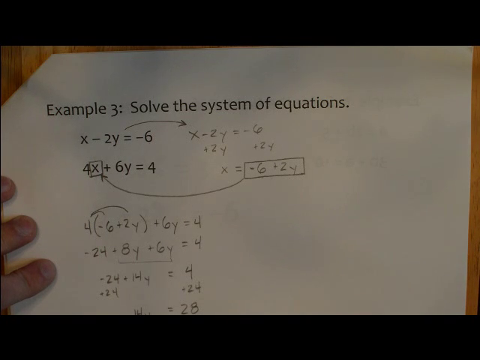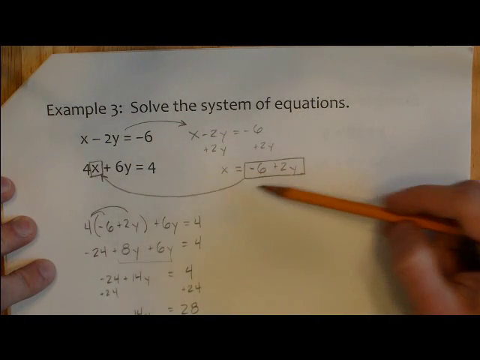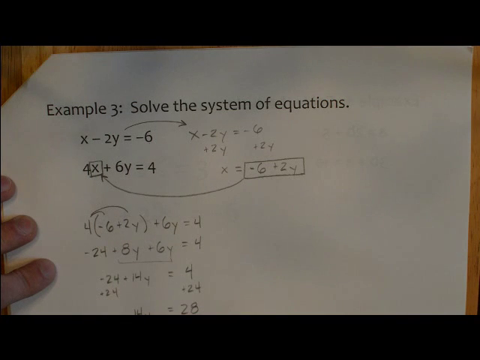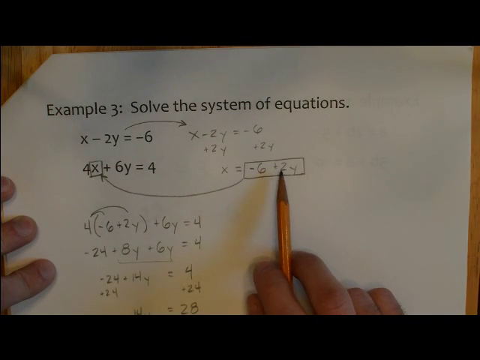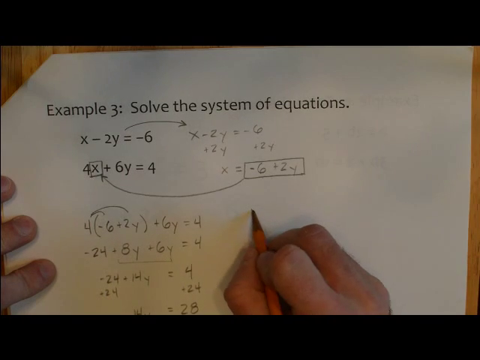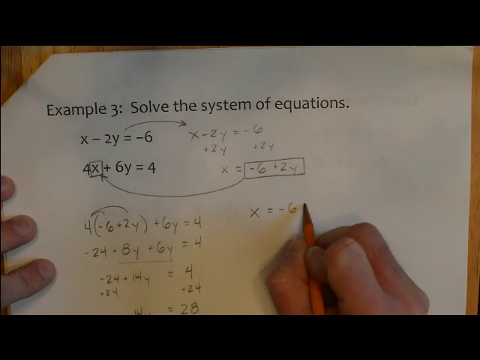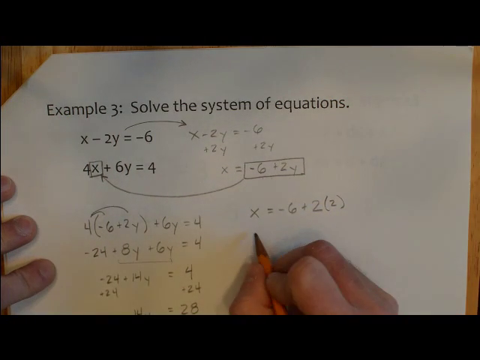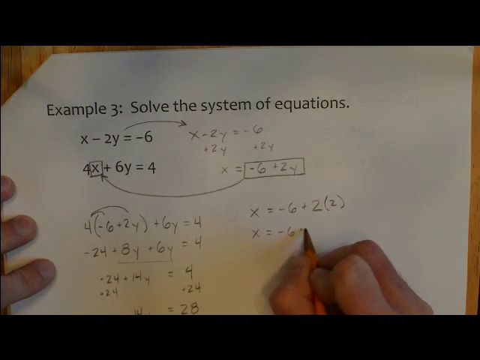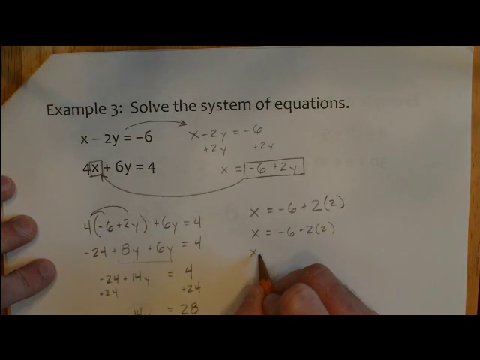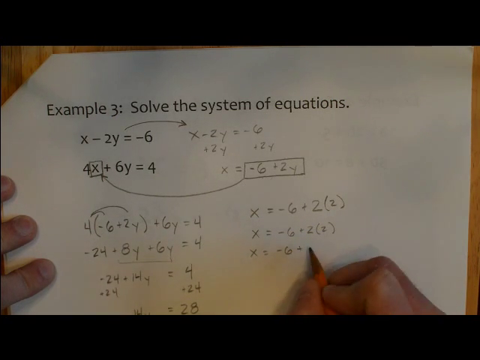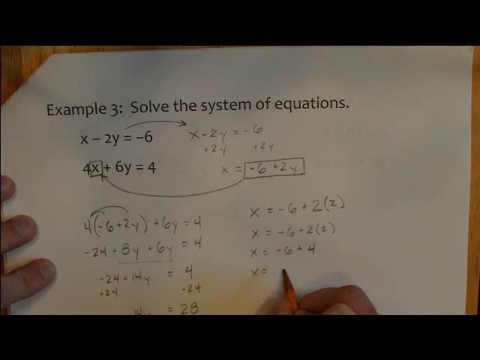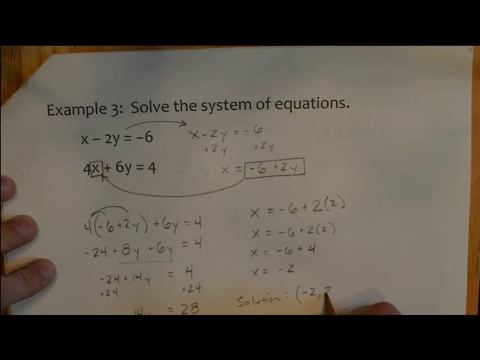Now that I know that y is 2, I want to go back into one of these equations and solve for x. Now since I had already gotten x by itself here, it makes the most sense to go back to that equation, x equals negative 6 plus 2y, and replace that y with 2. So x is equal to negative 6 plus 2 times 2. So that's negative 6 plus 4. So x is negative 2. So it looks like our solution here is the ordered pair negative 2, 2.